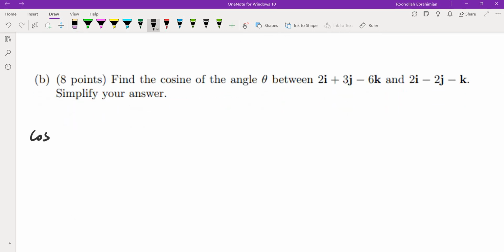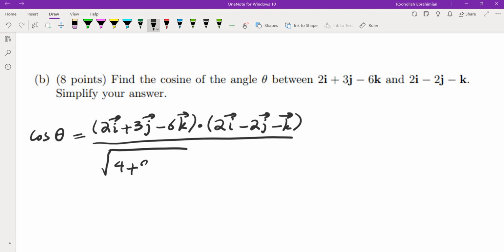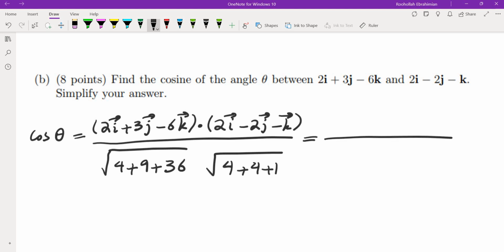Next part of the problem is asking us to find the cosine of the angle between these two. So the cosine of the angle would be 2i plus 3j minus 6k dotted with 2i minus 2j minus k, divided by the product of the magnitudes. And they did ask us to simplify, so we will do so. 4 plus 9 plus 36, 4 plus 4 plus 1. So the denominator would be root 49 times root 9.